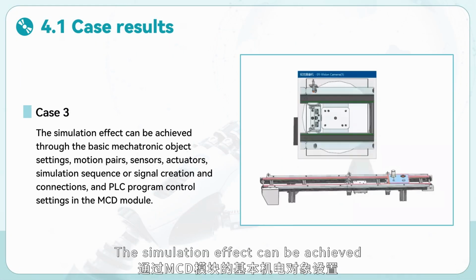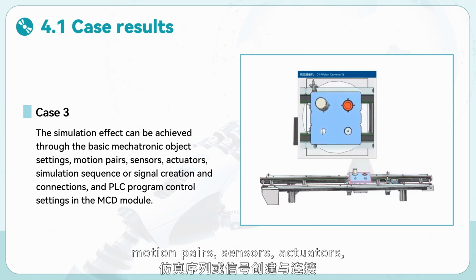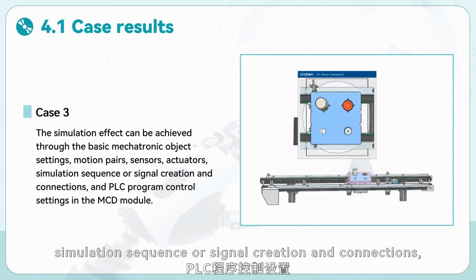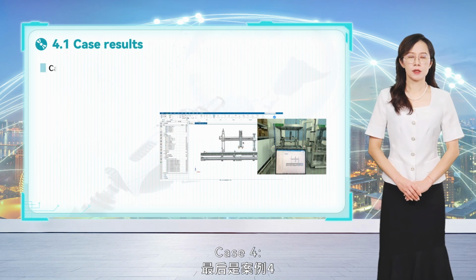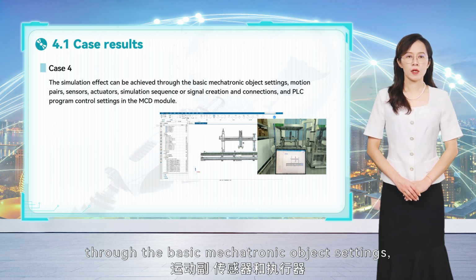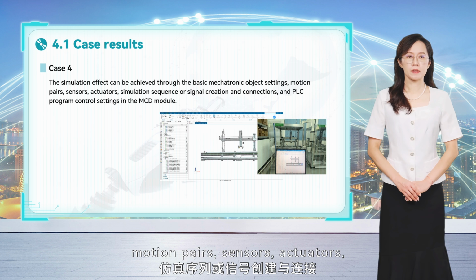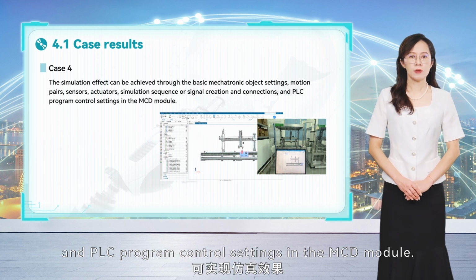The simulation effect can be achieved through the basic mechatronic object settings, motion pairs, sensors, actuators, simulation sequence or signal creation and connections, and PLC program control settings in the MCD module. Case 4. The simulation effect can be achieved through the basic mechatronic object settings, motion pairs, sensors, actuators, simulation sequence or signal creation and connections, and PLC program control settings in the MCD module.